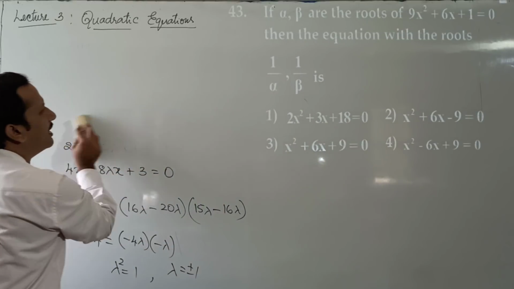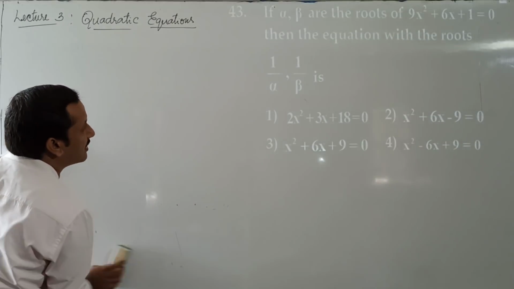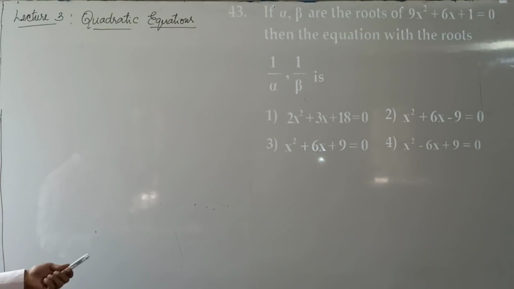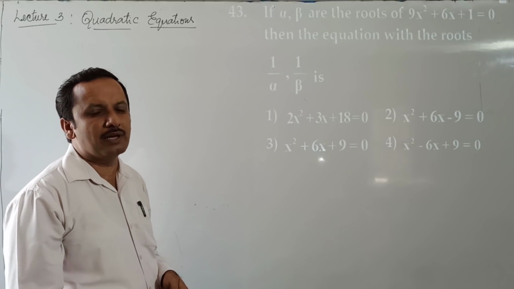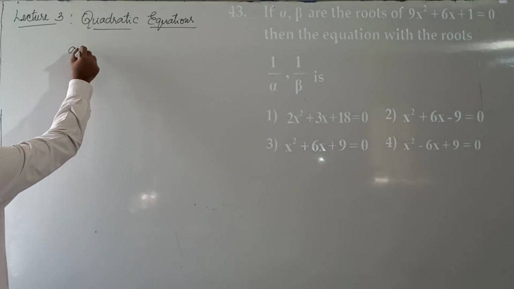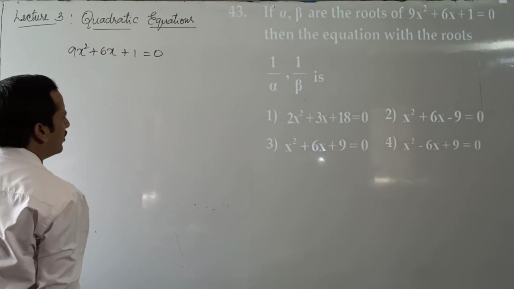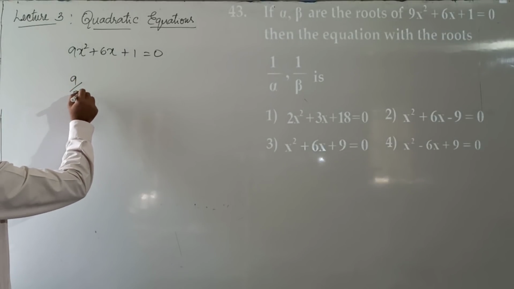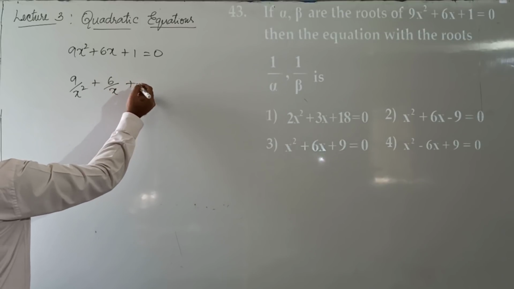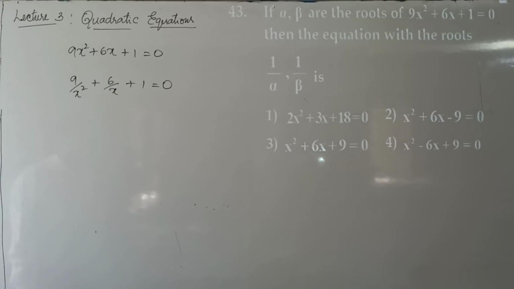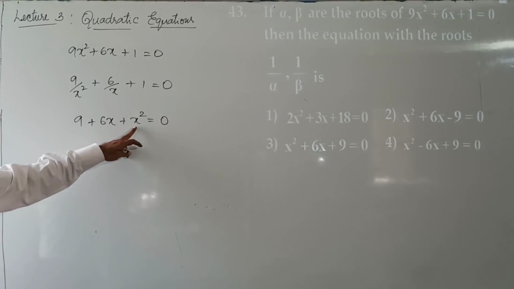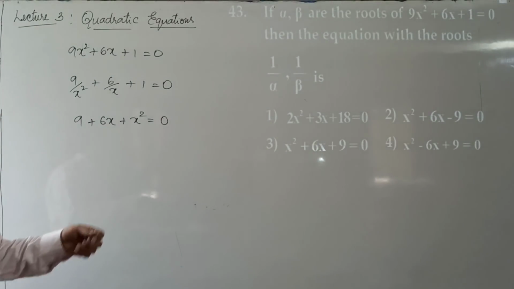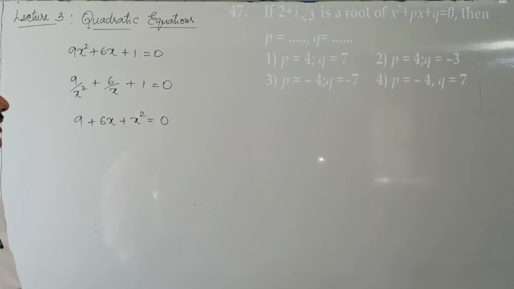43. If alpha and beta are the roots of 9x square plus 6x plus 1 is equal to 0, then the equation with the roots 1 by alpha and 1 by beta. So alpha and beta are the roots of the given equation. We want a quadratic equation whose roots are 1 by alpha and 1 by beta. So what to do? Change x to 1 by x. Here the given equation is 9x square plus 6x plus 1 is equal to 0. Replace x by 1 by x. So this will become 9 by x square plus 6 by x plus 1 is equal to 0. Okay. Now multiply this equation by x square, that will give you 9 plus 6x plus x square is equal to 0. In other words, x square plus 6x plus 9 equal to 0. Third option.